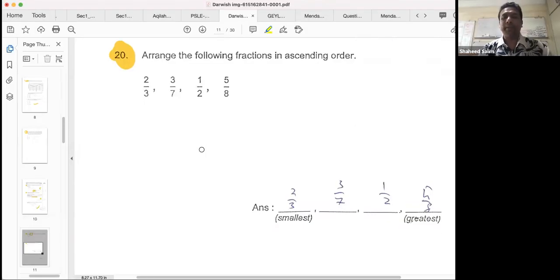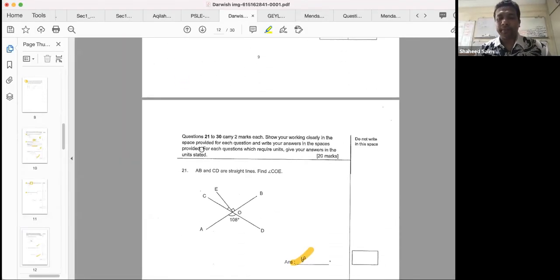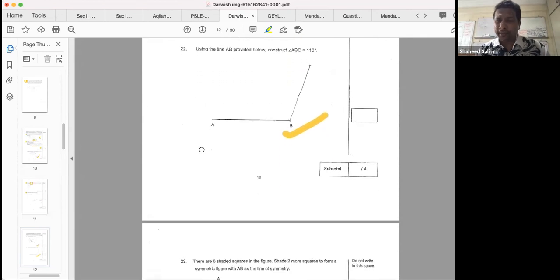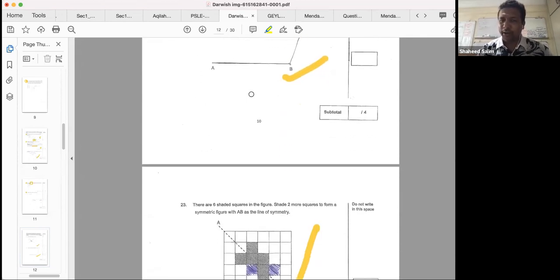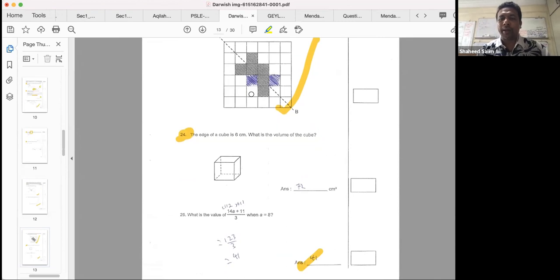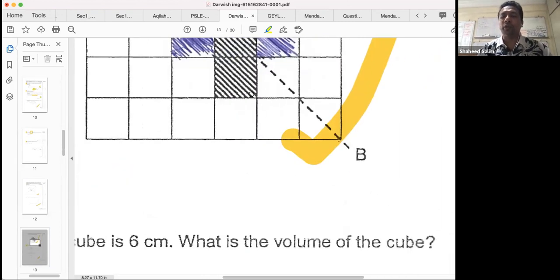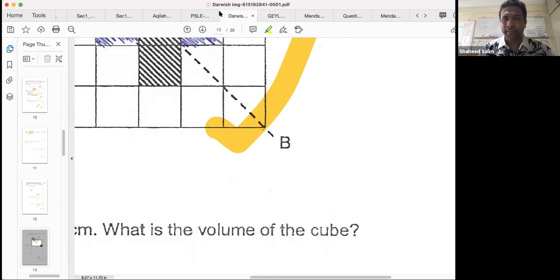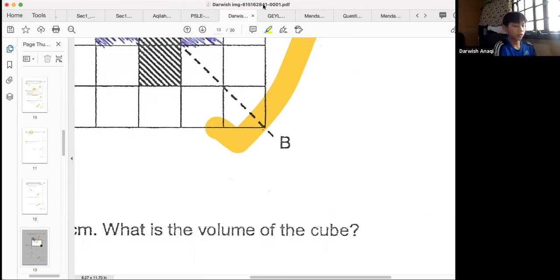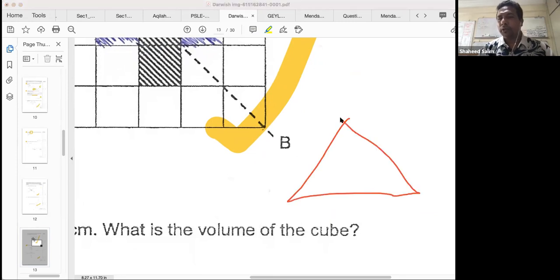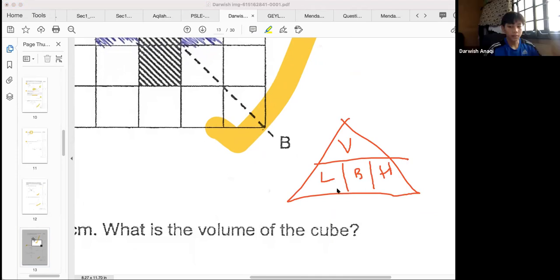Okay, good. Okay, let's see. This one's correct. This one, I think it's correct. Okay, I assume it's correct. Hold on, let me check. This one's okay. This one now, very simple. How to find volume of a cube? What's the formula? Volume of, okay, you want to put a triangle, okay, no problem. Triangle V, L, B, H. Okay. How to find volume? Length times breadth times height.